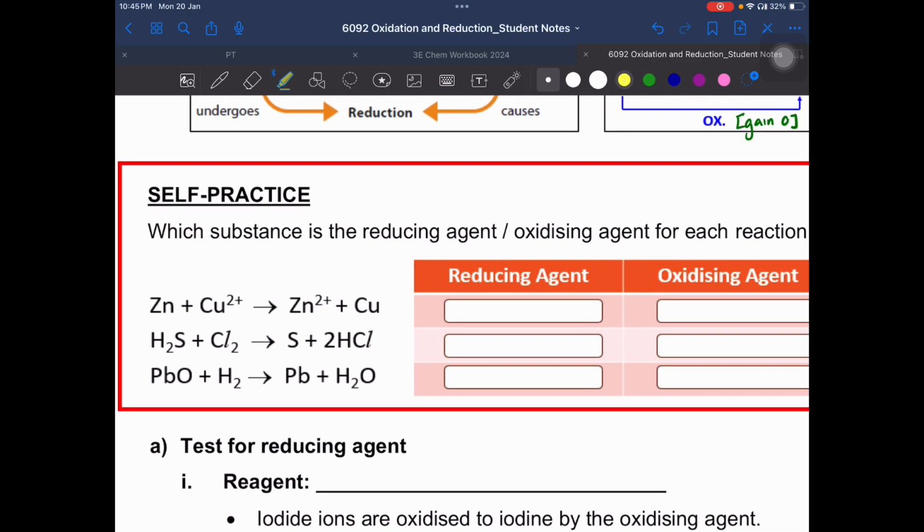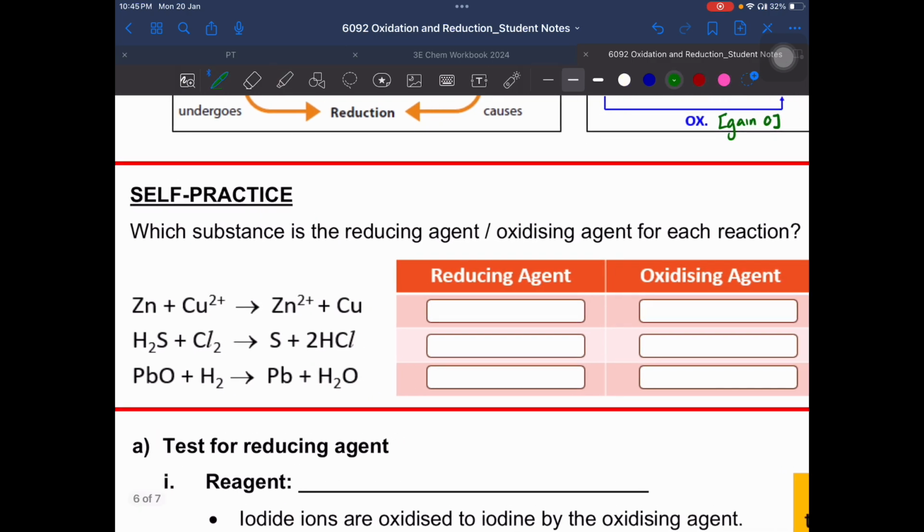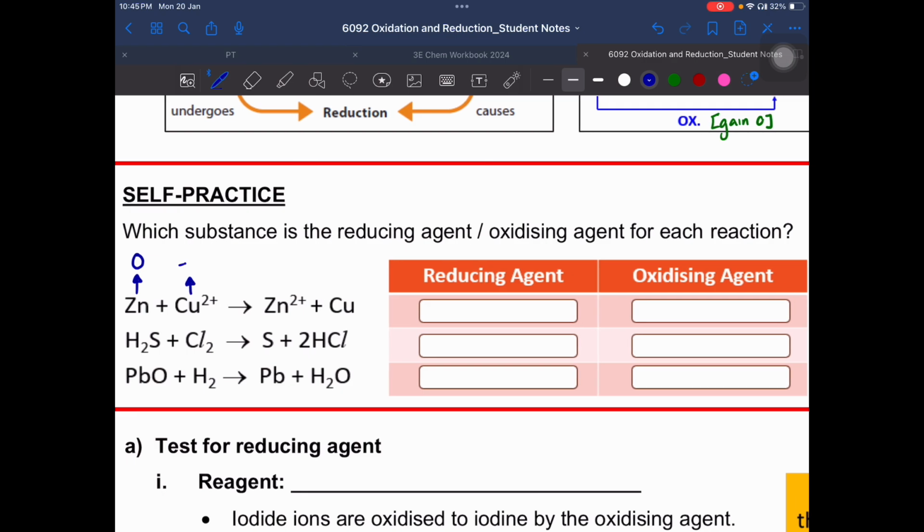So let's try this out for this example at the bottom over here. Likewise, I will do one sample with you, and after that you can try out the rest by yourself. This time around, in order to determine whether it is a reducing agent or an oxidizing agent, you must first know whether there's an oxidation or reduction happening. I'm just going to use the oxidation state, because this is a pure element, so the oxidation state is 0. Copper ion 2+ means the oxidation state is +2, zinc 2+ means the OS is +2, and for copper over here, the OS is going to be 0.